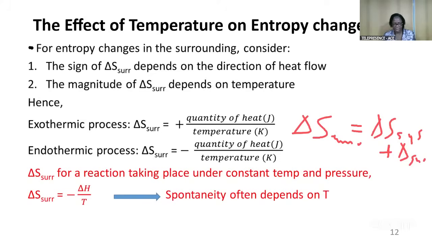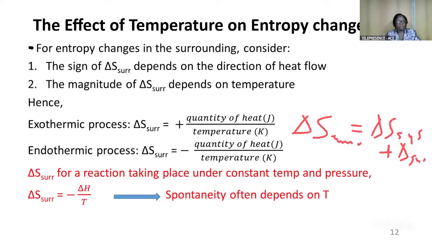So once you understand that, you will be able to see what we mean by this. So for an exothermic process, delta S of the surrounding is positive, always positive. That means the system is losing heat to the surrounding. So delta S is positive.